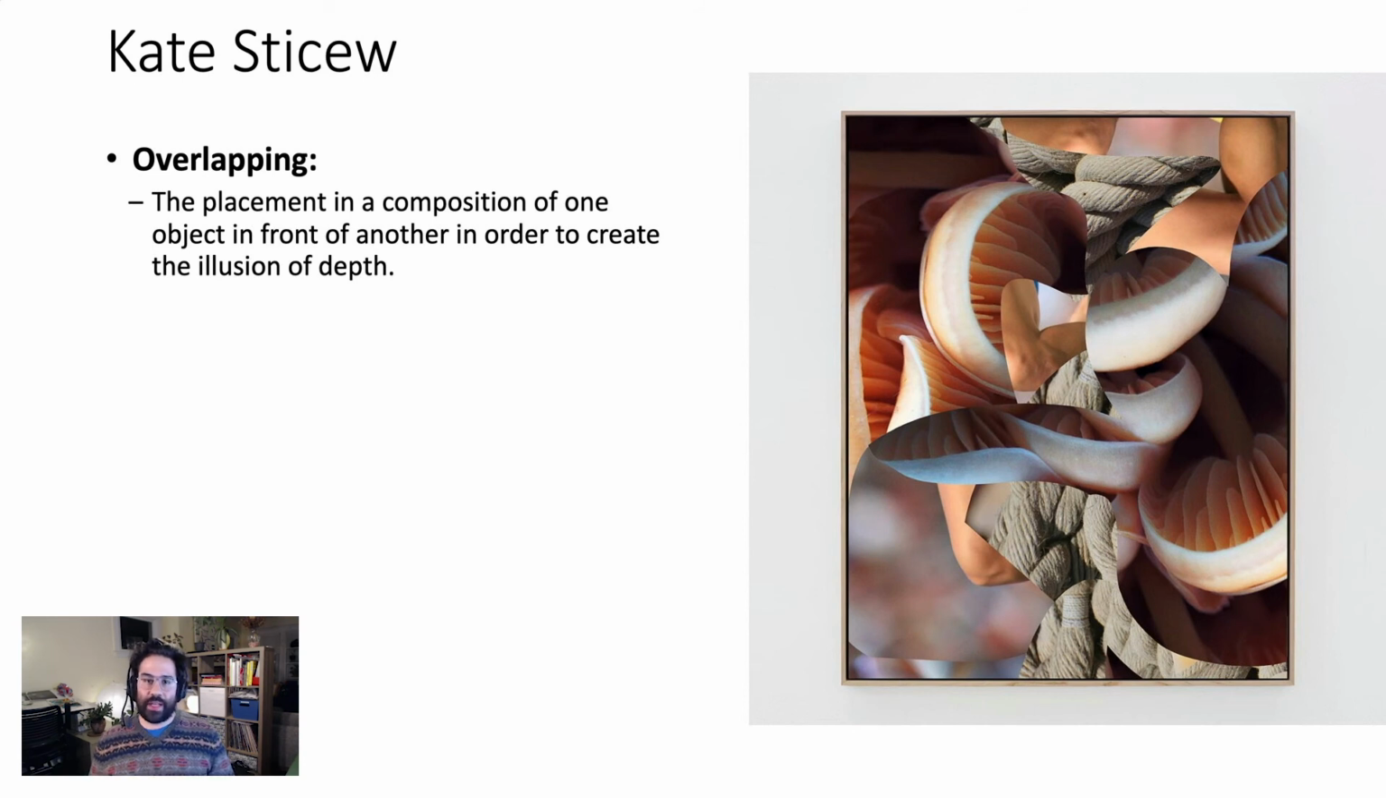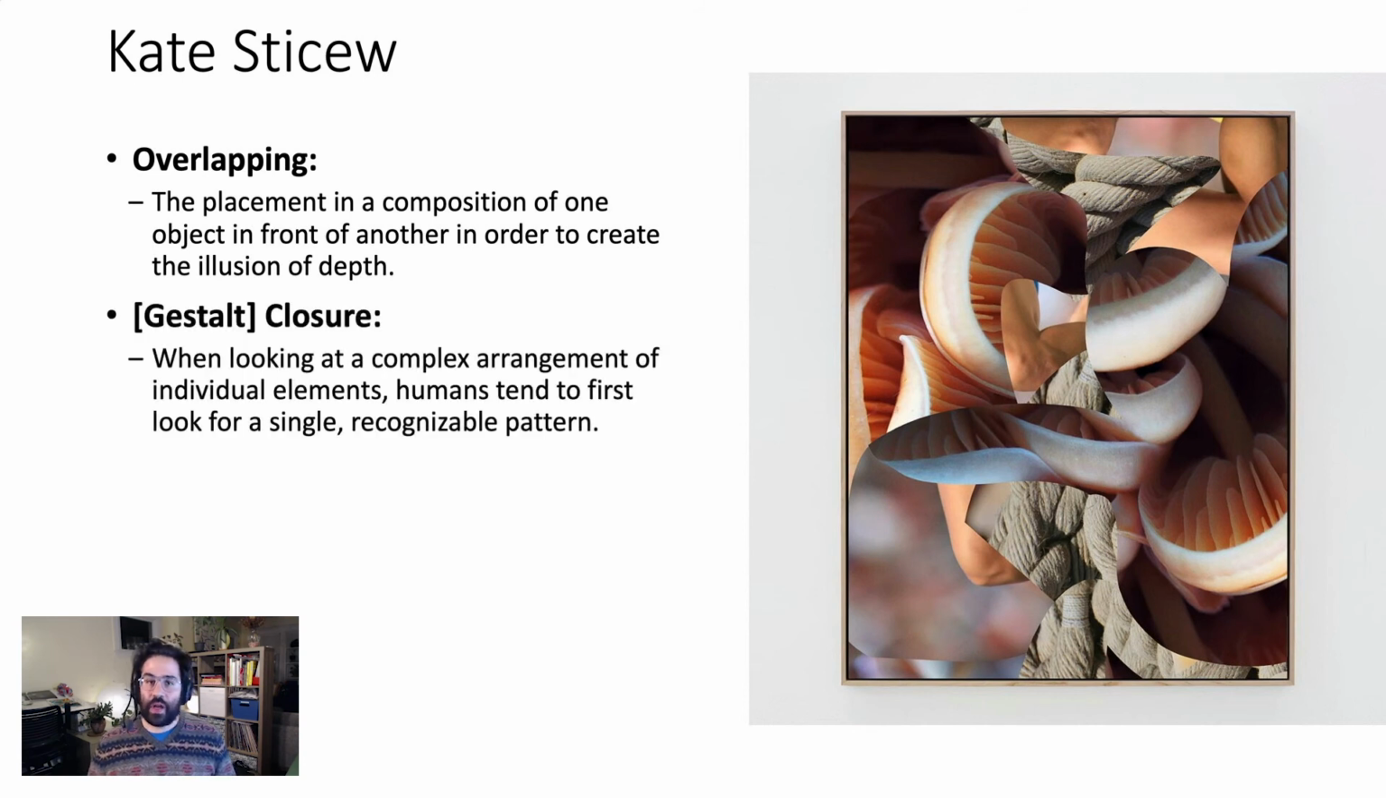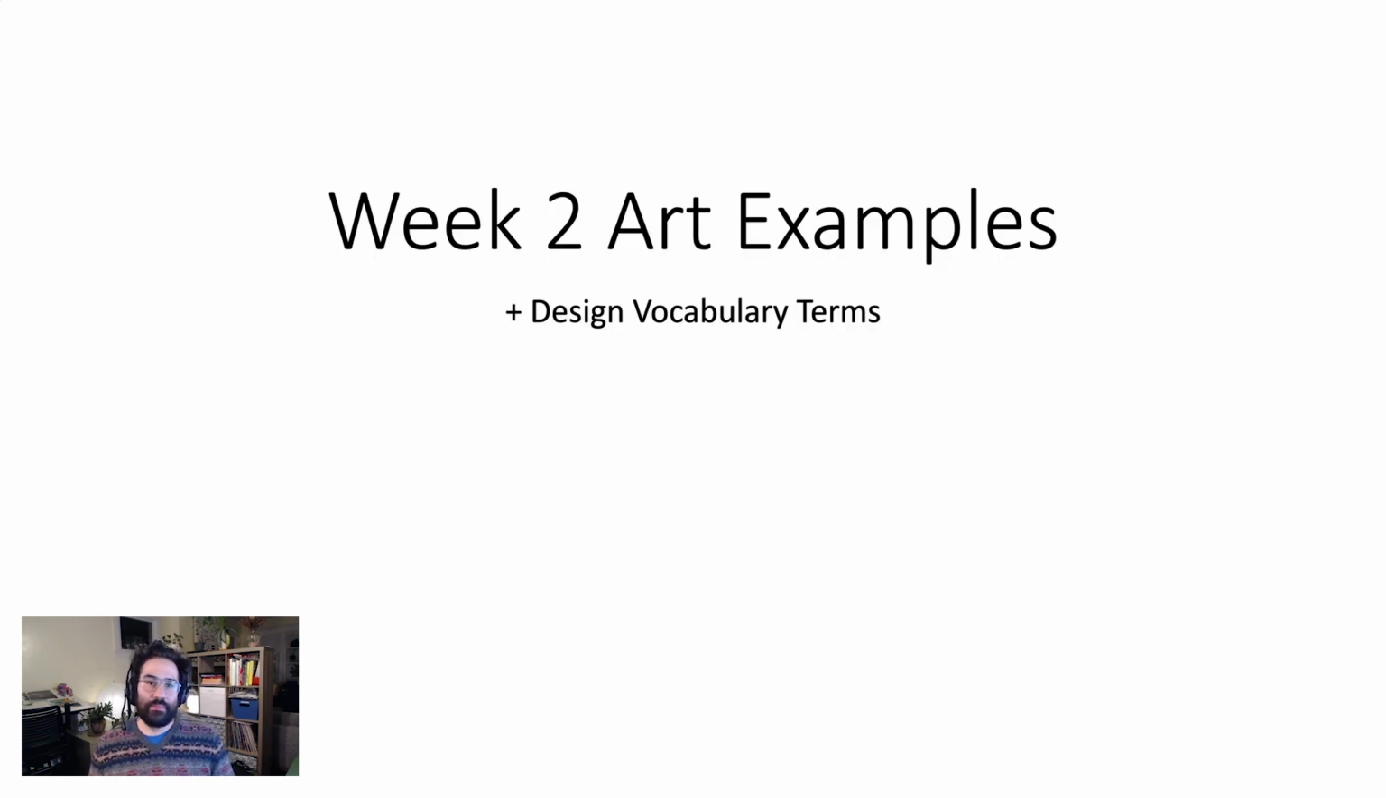It's a very chaotic depth, and we could use that to talk about another Gestalt principle, which is closure. That's this idea that when looking at a complex arrangement of individual elements, humans tend to first look for a single recognizable pattern. I think here you could say that there's an absence of closure. We're trying to make sense out of this composition, and it just doesn't quite add up. So there's a tension between a lack of closure and all this overlapping, which sort of implies that there's a meaning or a message to it.